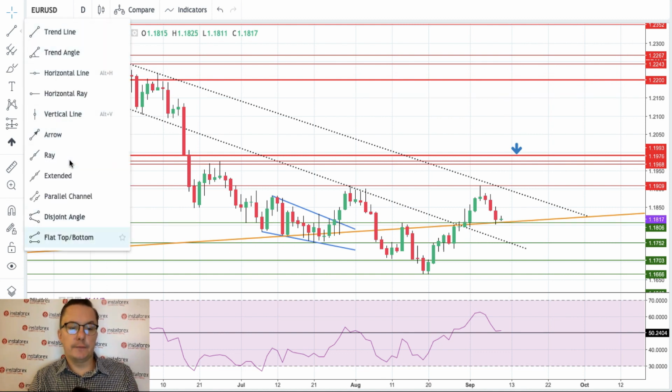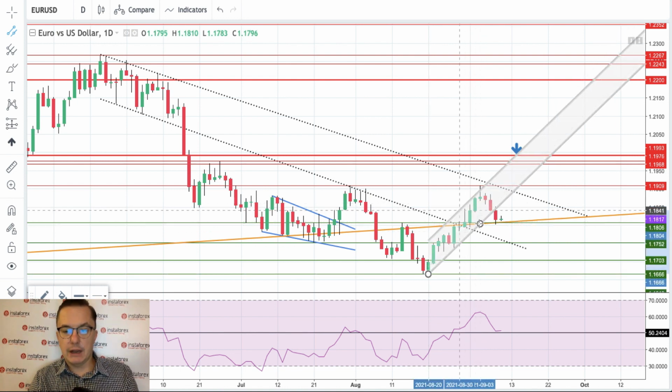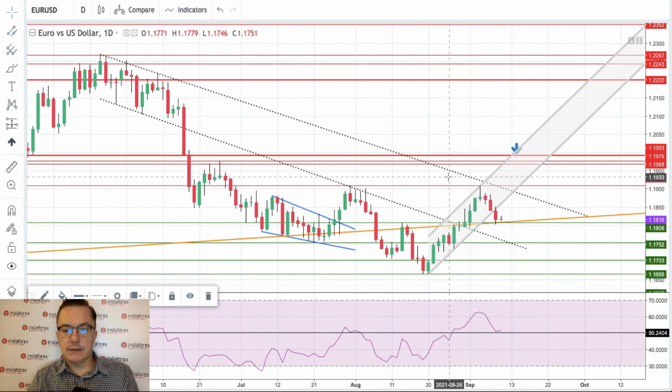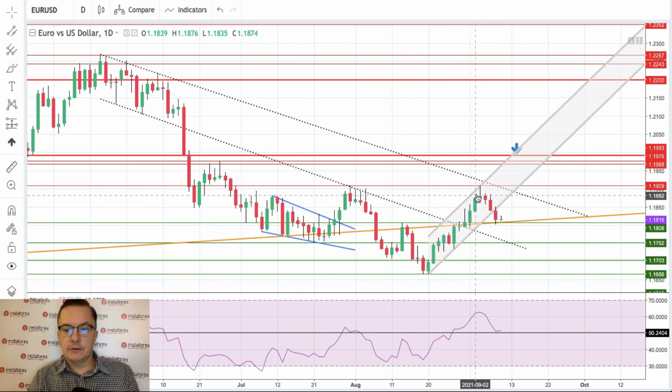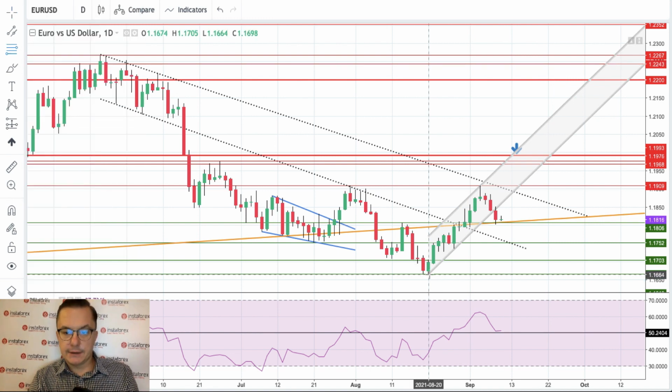I would like to put some parallel channel here. Why? Because it is a short-term channel, and I think we just broke out of this channel. There you go. Even if we put the high on the top of the shooting star, you see this small channel here, we broke out of this channel, and I guess we retraced at least 38% of this market. Let me just take a look.